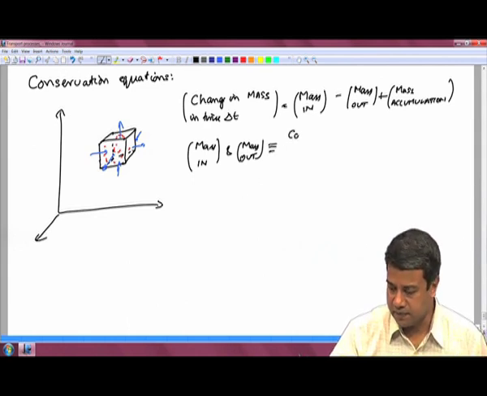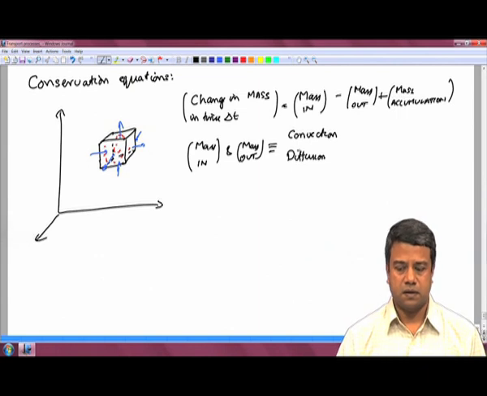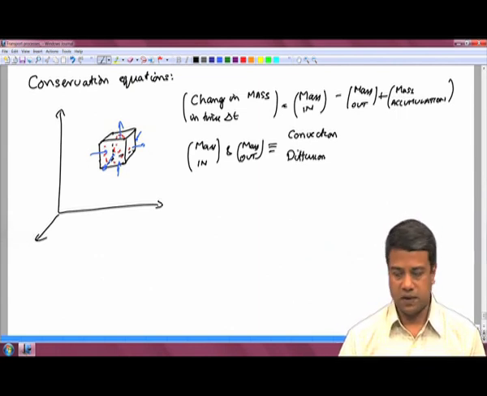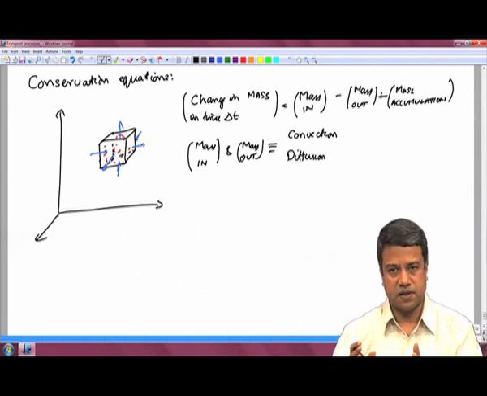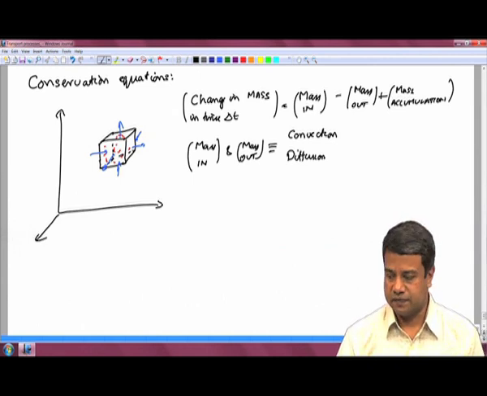One is due to convection and the other is due to diffusion. These are both surface terms. They are proportional to the surface area of this volume. Whatever mass comes in and goes out is proportional to the surface area of this volume, whereas change in mass is proportional to the volume itself.